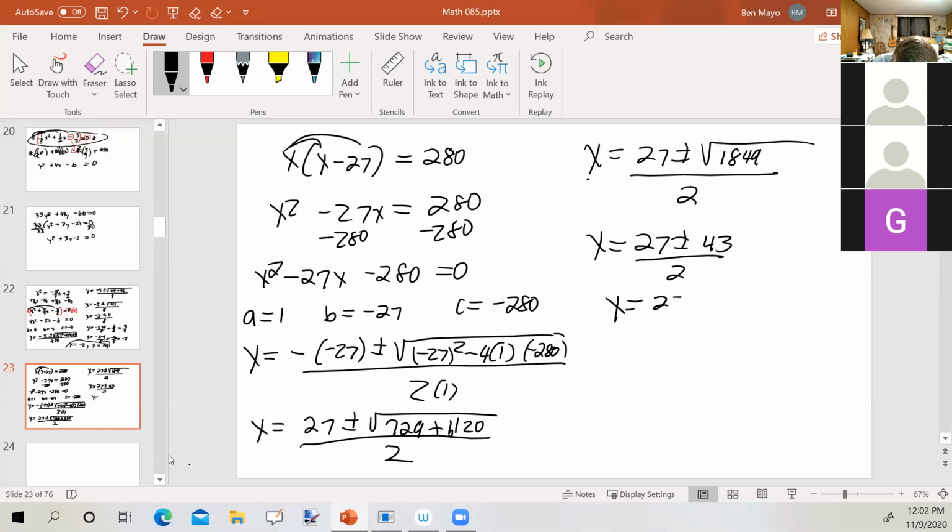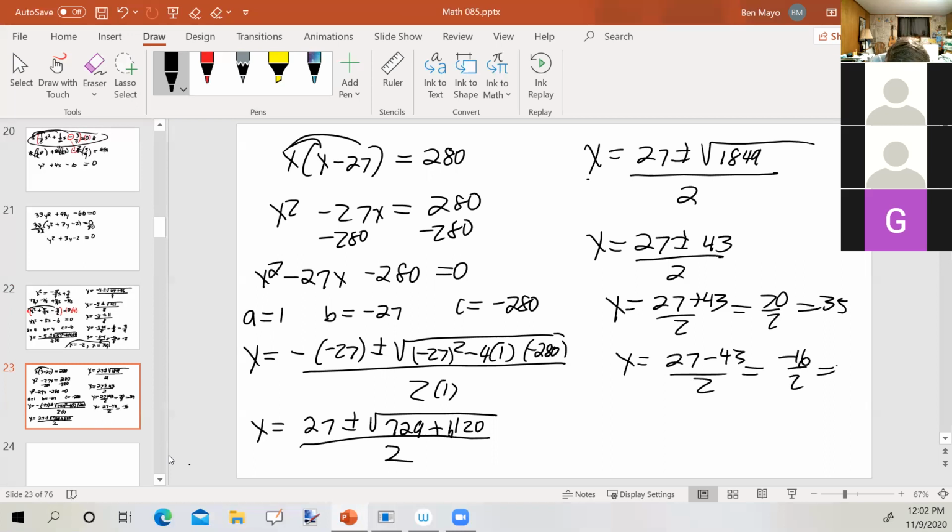So x equals 27 plus 43 over 2, which is 70 over 2 or 35. X equals 27 minus 43 over 2, which is negative 16 over 2 or negative 8. So x equals 35 and x equals negative 8. Okay with that? Yes. All righty. Good.